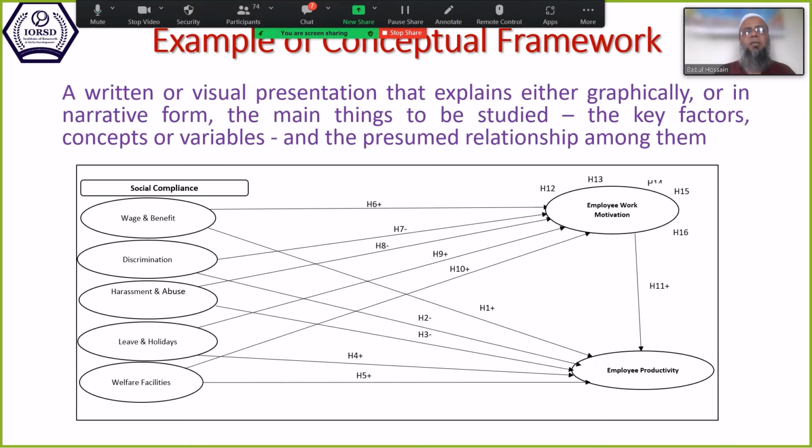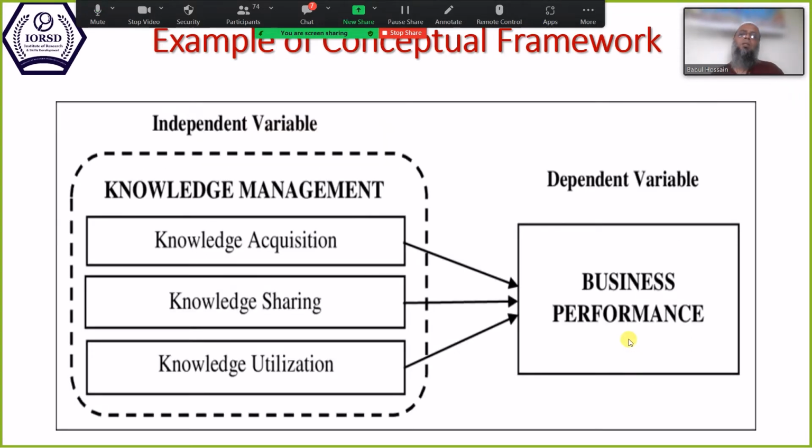See here, negative discrimination, harassment, and abuse. It has a negative motivation. It has a negative effect on employee productivity. Then see, normally business performance is the dependent variable, and this performance depends on knowledge management. Knowledge acquisition, knowledge sharing, and knowledge utilization are the independent variables.